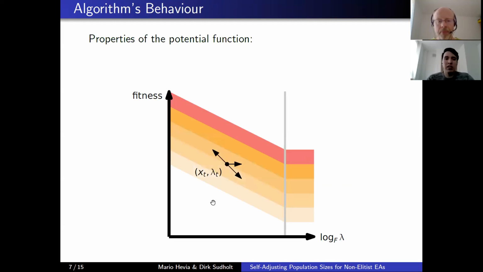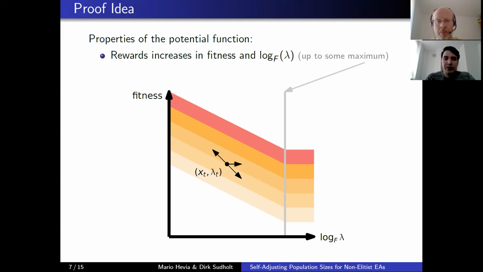And what we use is we design a potential function that takes into account both the fitness and the logarithmic factor of lambda, up to some maximum. And also the potential has another property, that the fitness is always greater than the potential.